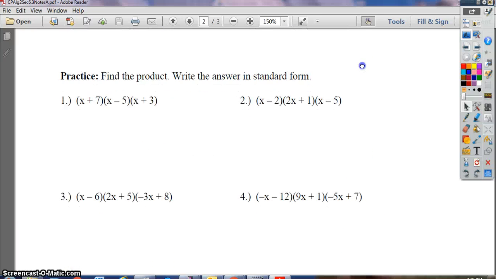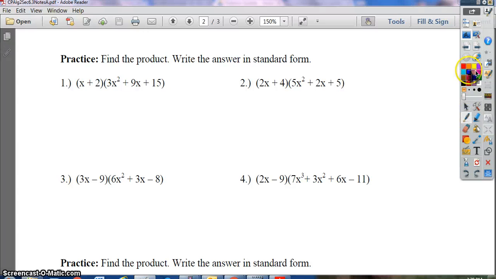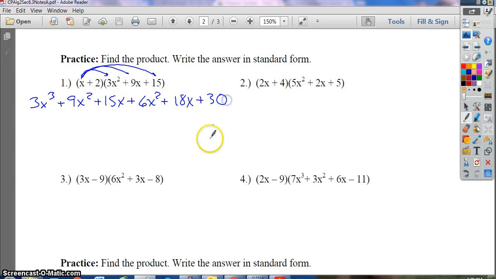Okay, more lovely multiplication problems. So let's pick up right where I left off. Okay. So this is going to be distributive property twice. There are going to be 6 products here. So we get 3x cubed, 9x squared, plus 15x. So that's my x being distributed. Now it's the 2's turn. 2 times 3x is 6x squared. 2 times 9x is 18x, and 2 times 15 is 30.